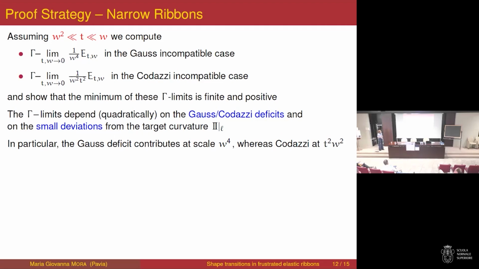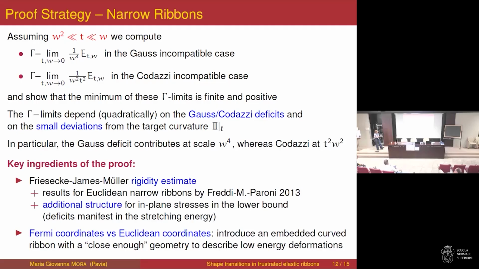And so what we do is to compute the simultaneous gamma limit as both T and W go to 0, with a different scaling in the Gauss and the Codazzi incompatible cases. And then what we show is that the gamma limits have a positive minimum, and this is what provides us with the scaling of the minimal energy.